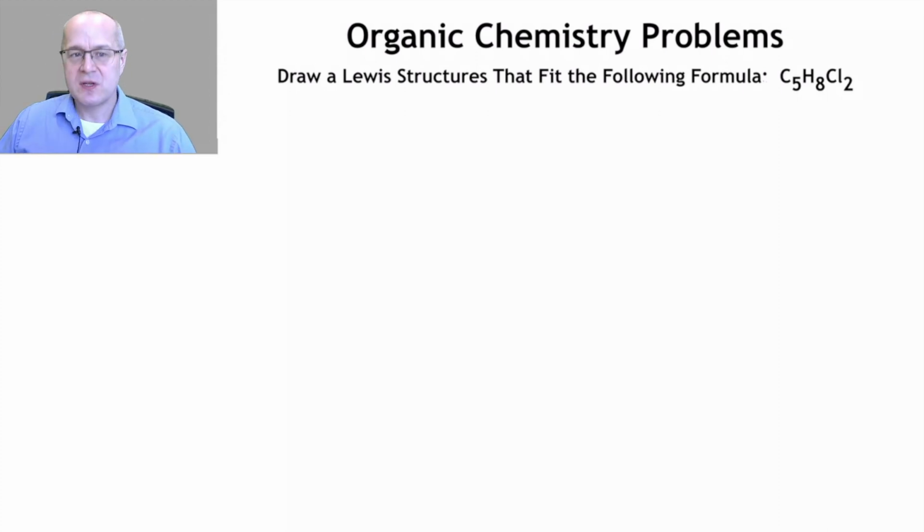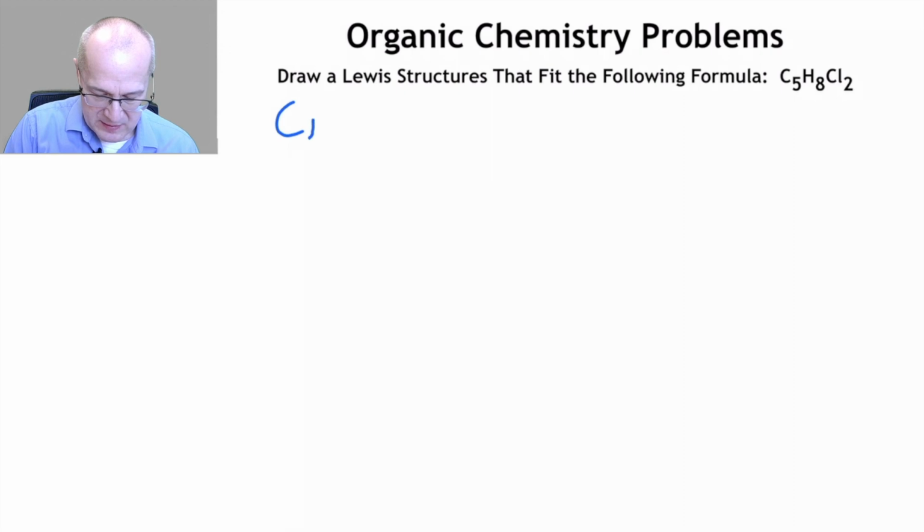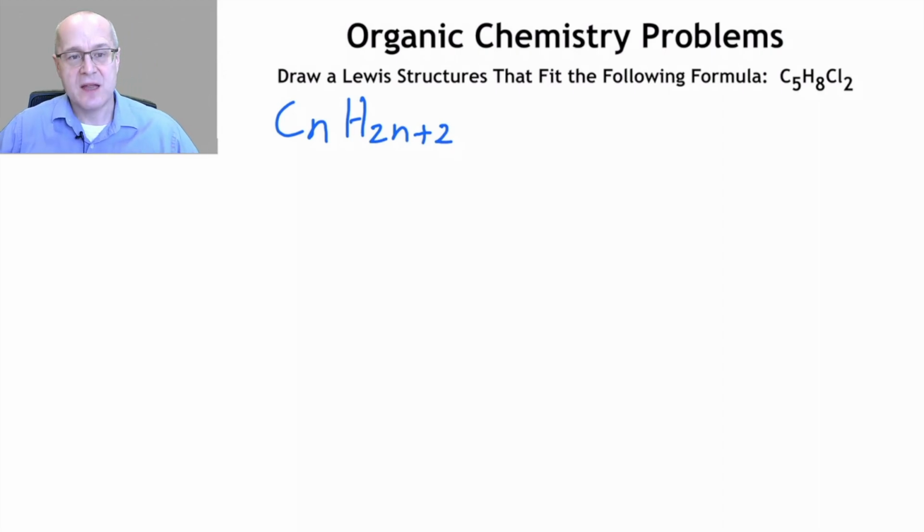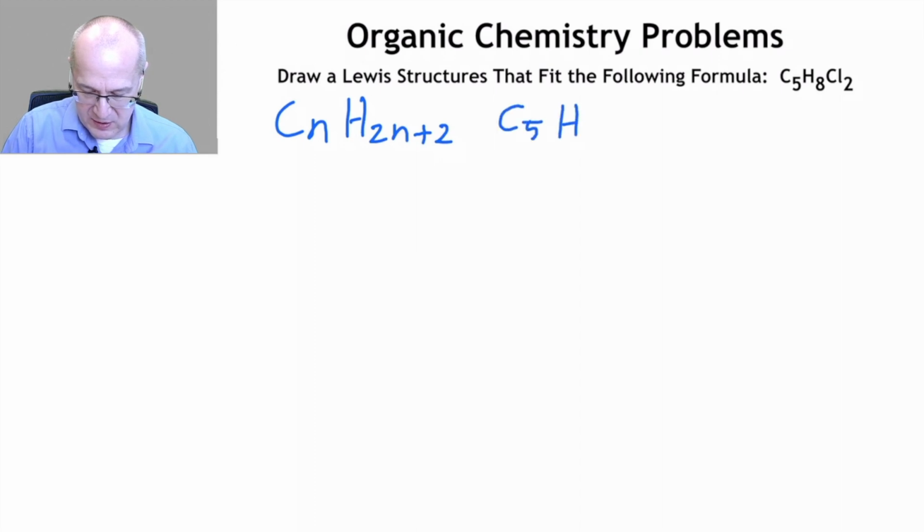All right. First things first, let's calculate unsaturation. Now unsaturation, remember, is are there any double bonds? Are there any triple bonds? Are there any rings? A normal acyclic hydrocarbon has the following formula: CnH2n+2. That's a normal acyclic alkane. So we have 5 carbons, so it's going to be C5H, 2 times 5 is 10, plus 2 is 12.